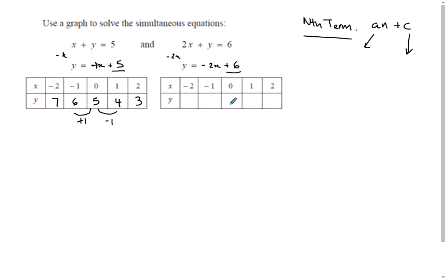Here, your 0th term is 6, and then your difference between your numbers is minus 2. So you're going minus 2 that way and plus 2 that way. So you've got 4 and 2, and adding 2, you've got 8 and 10. Then you sketch it.